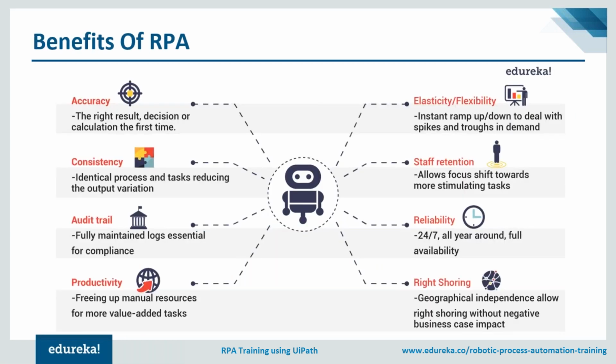Alright? So now that you've understood the definition of RPA and why we need RPA, let's look into the benefits of RPA. RPA provides various benefits like accuracy, consistency, productivity, elasticity, reliability, and all that I mentioned before, right? So RPA can be used to make right decisions, reduce output variance, use minimal resources, produce reliability and geographical independence. So any task that you wish to do with such factors, you can use RPA.